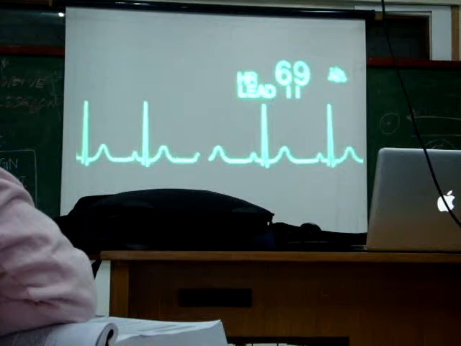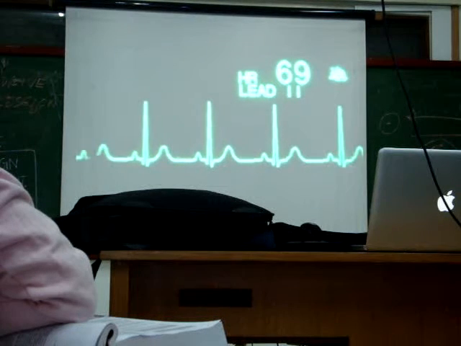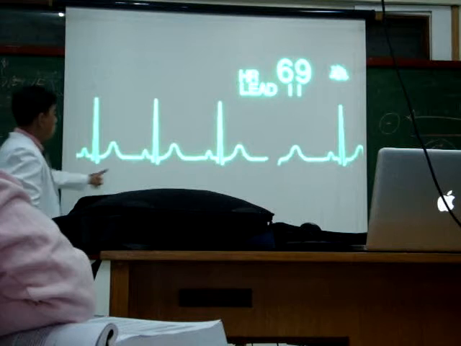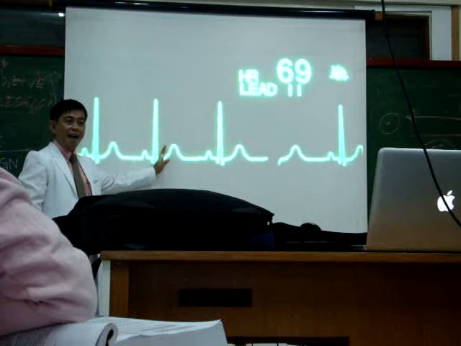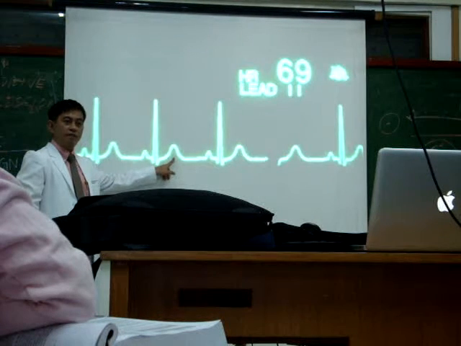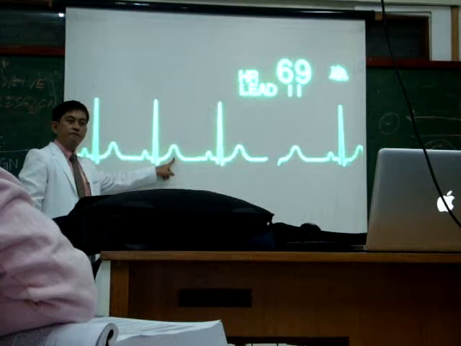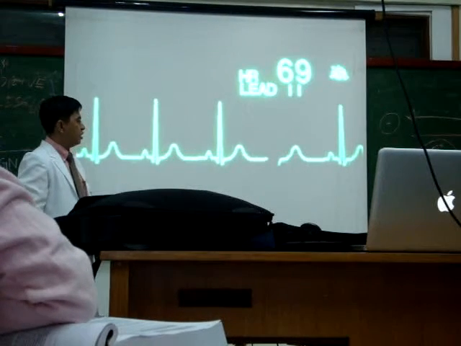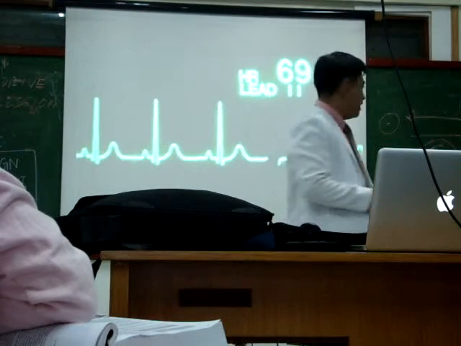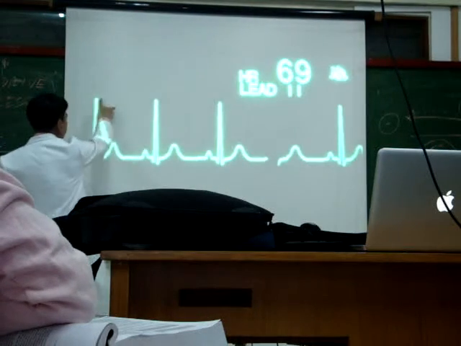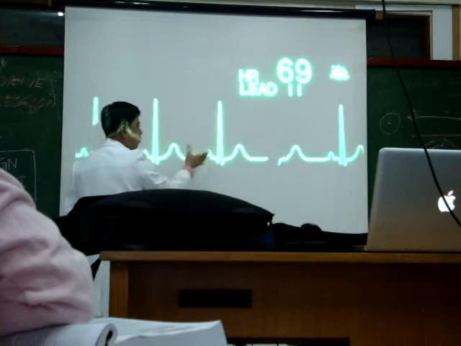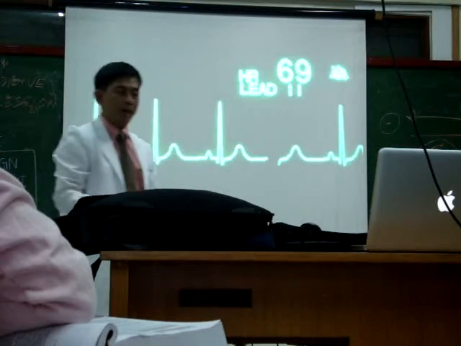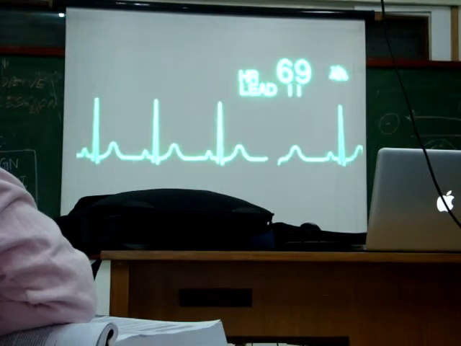Notice, normal sinus rhythm, the P wave will always precede the QRS complex, followed by the T wave. What's the T wave? Ventricular repolarization. So as long as you see that, and if you see that the intervals between P and the next P more or less look the same, then you're probably looking at NSR, or normal sinus rhythm. So I have a video here.